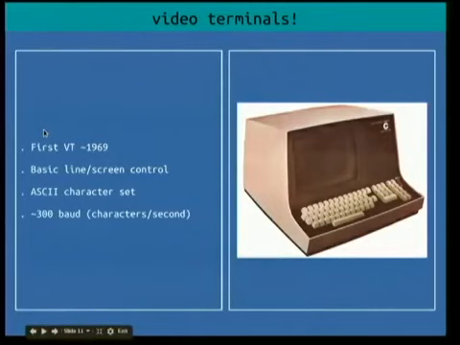First terminal came out around 1969. It was a DataPoint 3300. At least that's the first one I could find. It offered basic line editing, like backspace, finally. A clear line, you can clear the screen. You could move the cursor to any point on the screen. It was quite literally just a monitor and a keyboard attached to a computer via an RS-232 cable. Used the ASCII character set, which was an improvement over the Baudot code, which was a 5-bit code previously, and it ran at about 300 characters a second, or 300 baud.